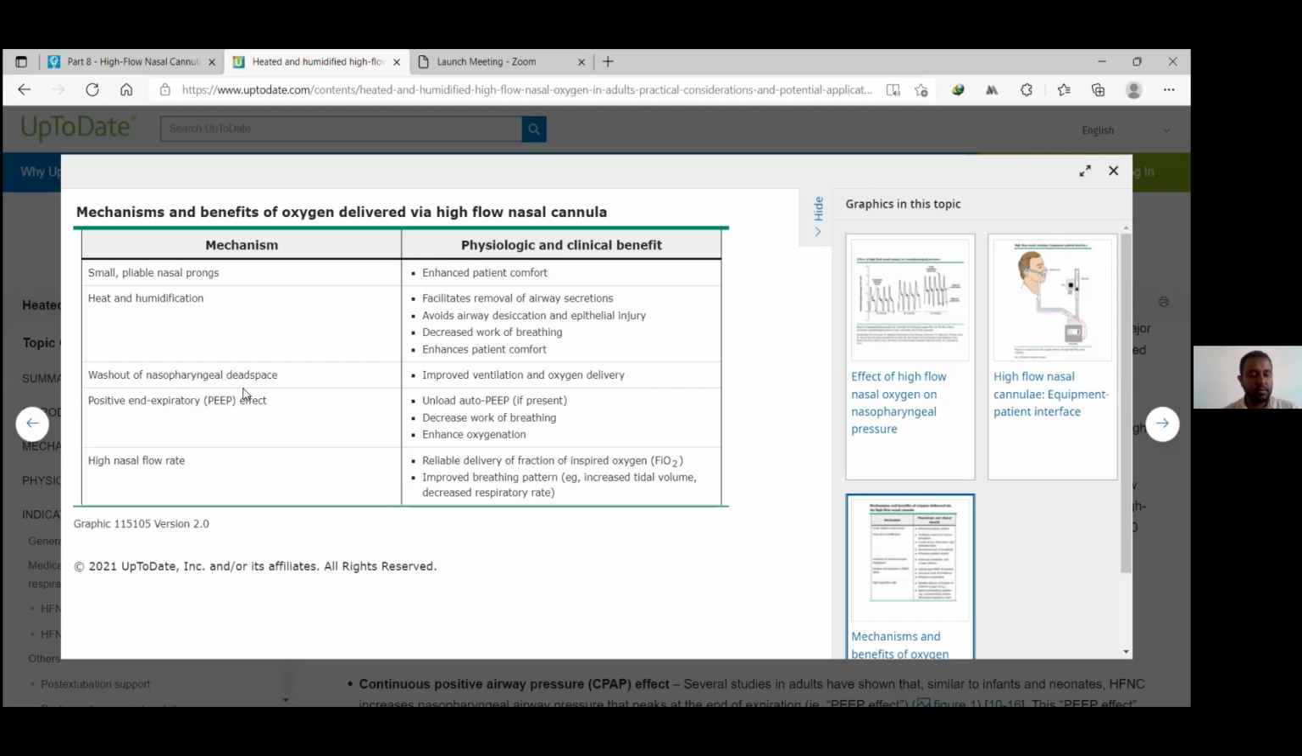And also, most of you have mentioned the PEEP effects, which, if there is any auto PEEP, can unload it, and also decrease the work of breathing and enhance oxygenation. And last but not least, there is this high flow rate, which can reliably deliver an FiO2, unlike our simple face masks or nasal cannulas, in which the FiO2 is mostly dependent on the flow rate. But with the high flow nasal cannula, we can separately adjust the FiO2 and the flow rate. There is also an improved breathing pattern, like increased tidal volume and decreased respiratory rate. I think most of you have mentioned it very nicely in the chat box.